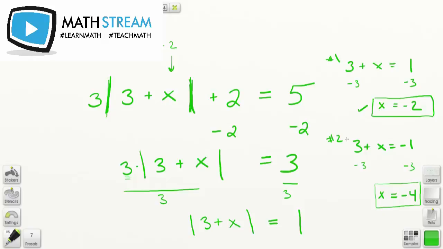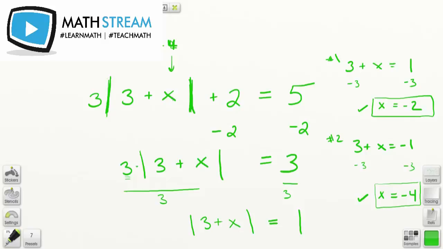Does it work with negative 4? So instead of negative 2, let's put in negative 4. We would get 3 plus a negative 4, so basically 3 minus 4. That gives me negative 1. But the absolute value of negative 1 is just 1. 3 times 1 is 3, plus 2 is 5. So again, we see that it works. This top number, x equals negative 2, is what gives me a positive 1 out of this, and negative 4 is what gives me a negative 1 out of this, which is still fine because of the absolute value.